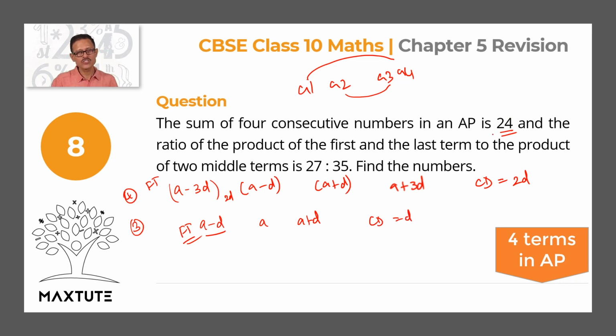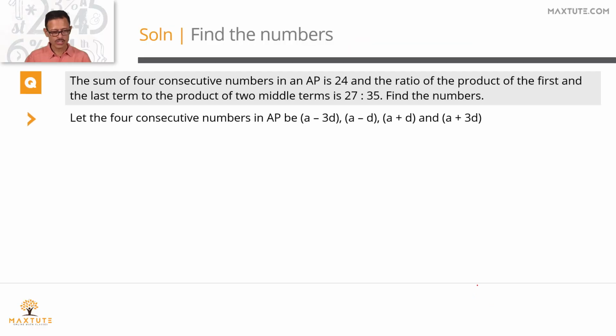When I expand this first statement and we write it as an equation, it will be very clear. So 4 terms in an AP, we are taking them as follows. We know that the sum of the first 4 terms is equal to 24. So let's add all of these. There will be a minus 3d plus a minus d, which is the second term, plus a plus d, which is the third term, plus a plus 3d. The sum of these 4 terms is equal to 24. The minus 3d and plus 3d get cancelled. Minus d and plus d will get cancelled.